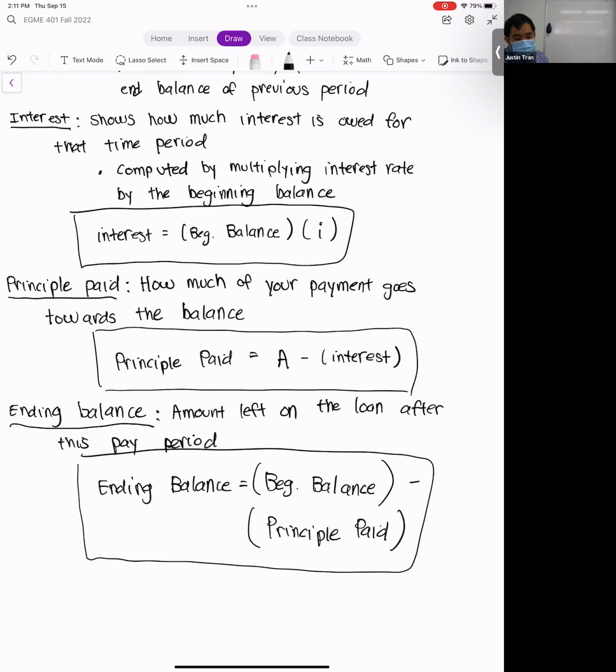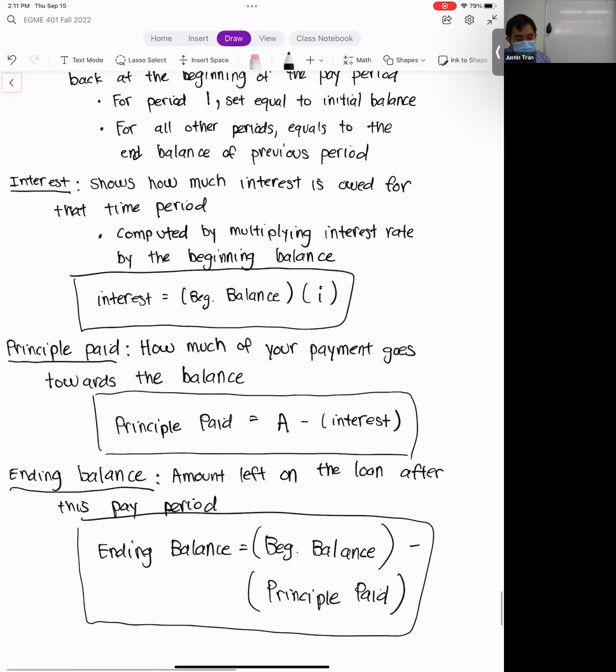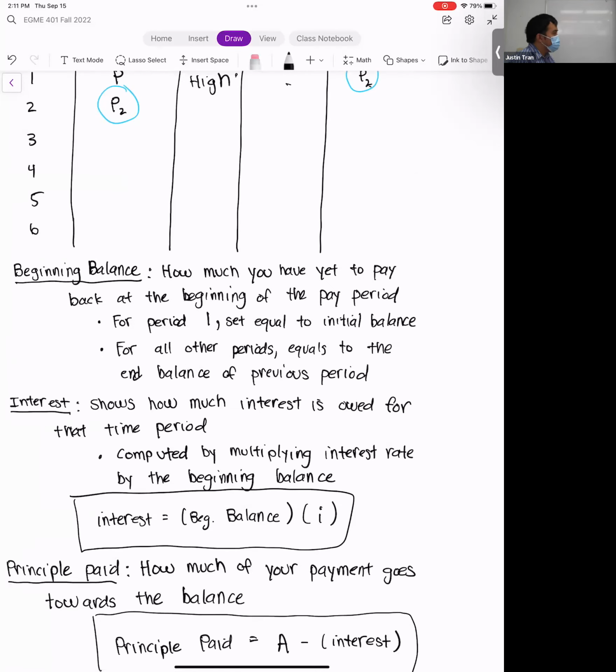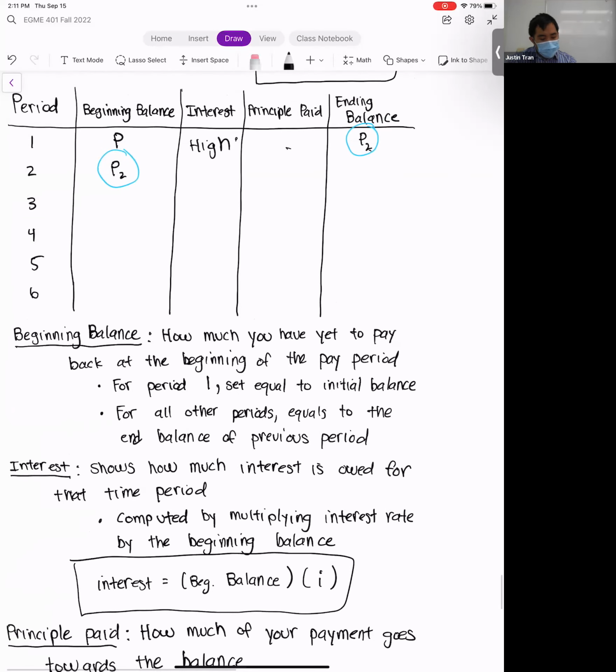Generally speaking, when you're early on in the loan, what you'll see is that your interest payments are quite high. They start high because interest is computed based on how much beginning balance you have. So the more balance that you have, the more interest payments that you're making. And so if your interest payments are high, then your principal paid is going to start low, right? Because your principal paid is just whatever's left over after the interest is paid off.